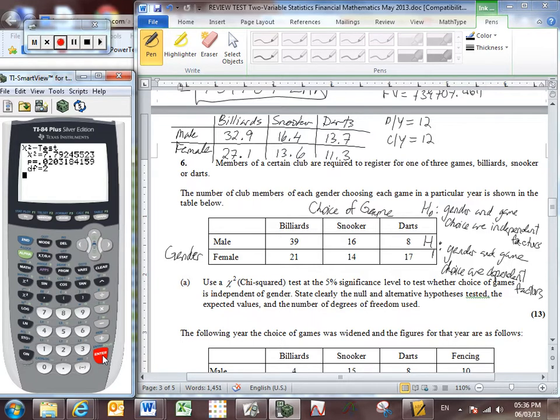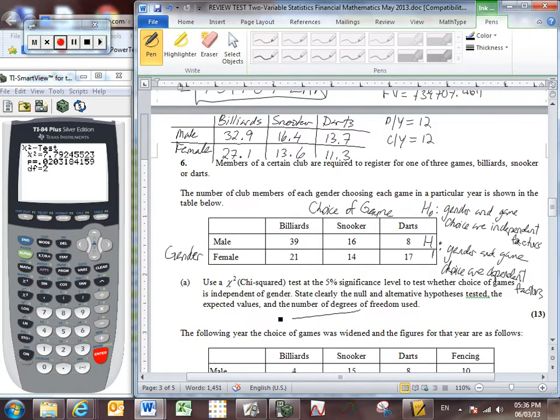Now the degrees of freedom, that's one of the things I'm supposed to write down. So df, I'm just going to show the calculation here, because why not? I've got 2 rows minus 1 times 3 columns minus 1. That's 2 times 1. Degree of freedom is 2. I can see that my chi-squared is 7.79 when I round to 3 significant figures. And I can also see that my p-value is 0.0203.